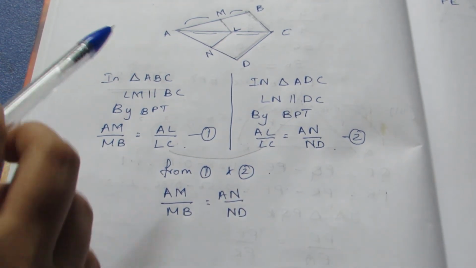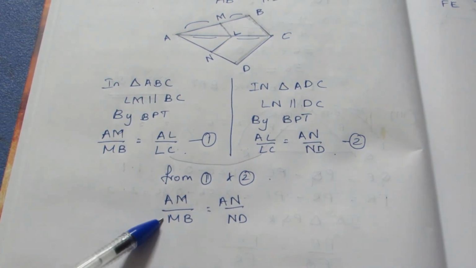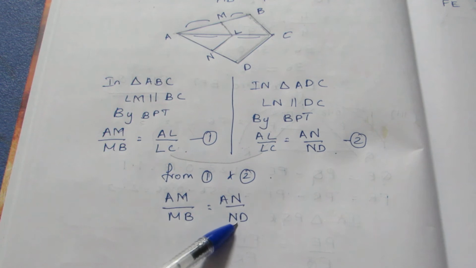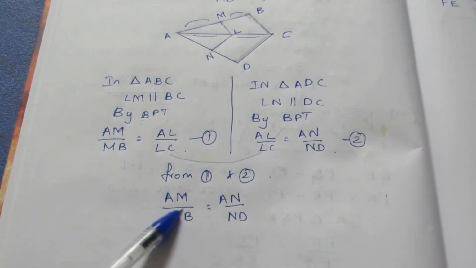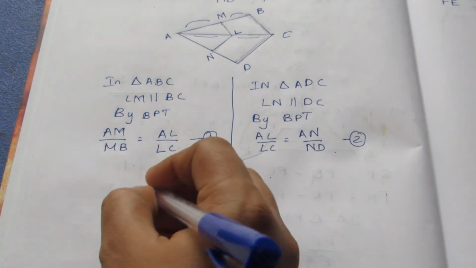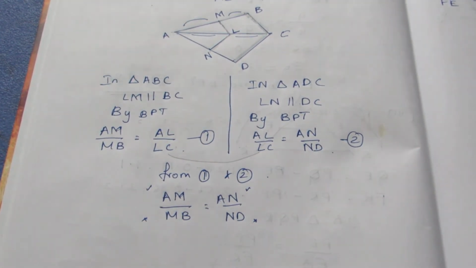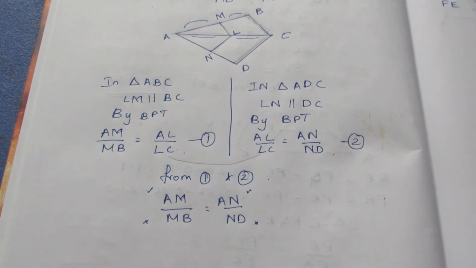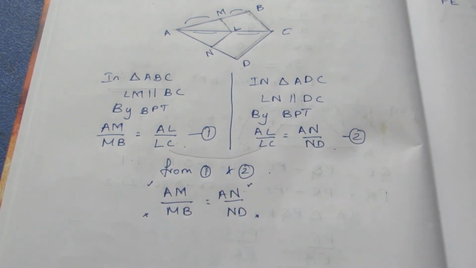Now what is to be proved is AM by AB. Here we are getting MB. Here, for AN by AD, we are getting ND. So we want AB instead of this. This is okay. AM is okay. AN is okay. But this is wrong according to what is to be proved. In that case, always take the correct one at the denominator side. So I am just taking the reciprocal. Always take the correct one on the denominator.